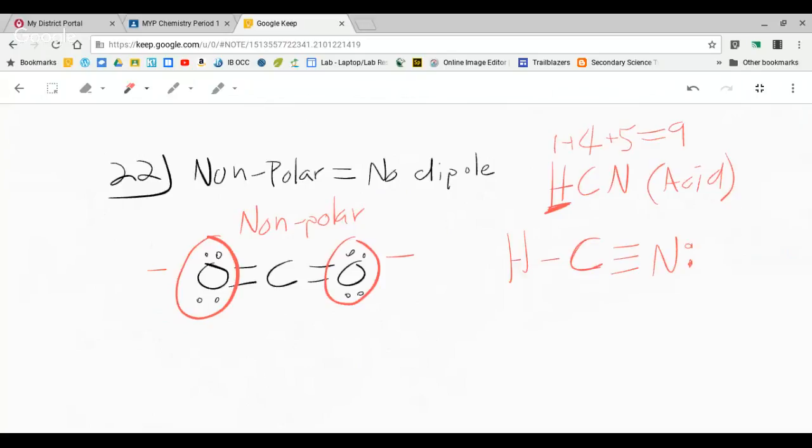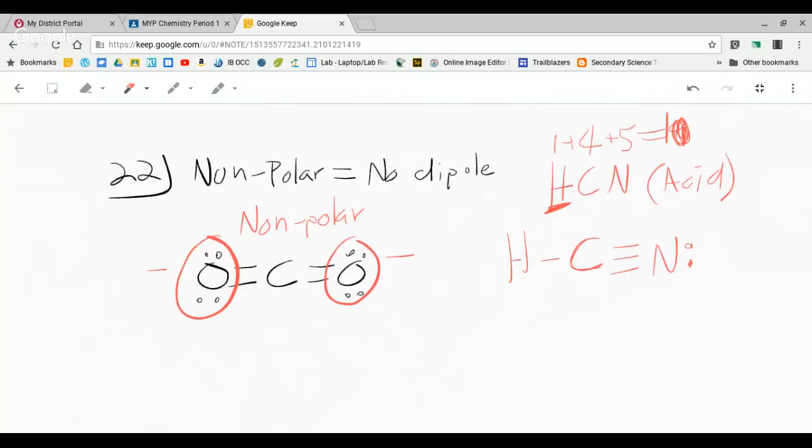And you can see this has, well, let me double check that. Carbon has 4, nitrogen has 5, hydrogen has 1. So it should actually have 10, excuse me. I counted that wrong. There we go. 10, and yeah, this has 10, 8, 9, 10. So this is the proper structure.